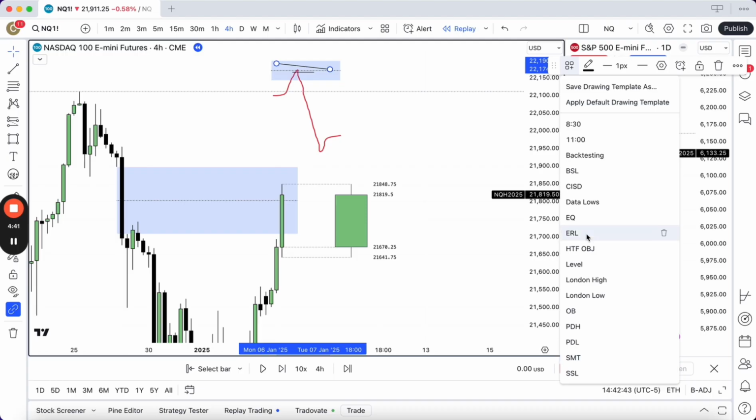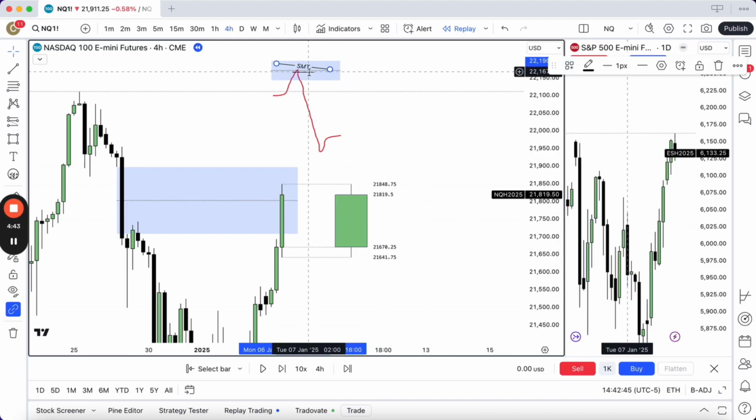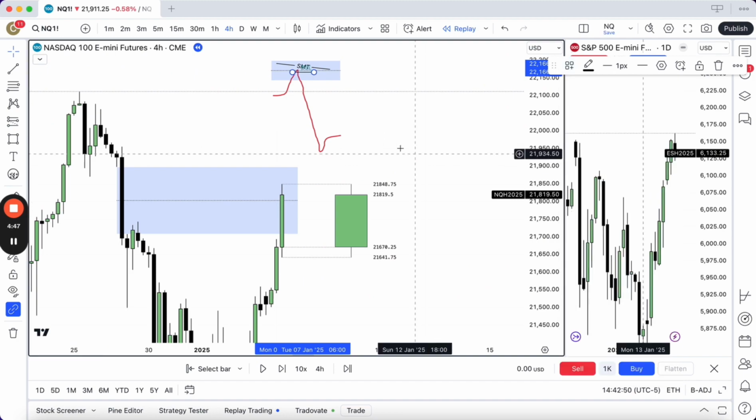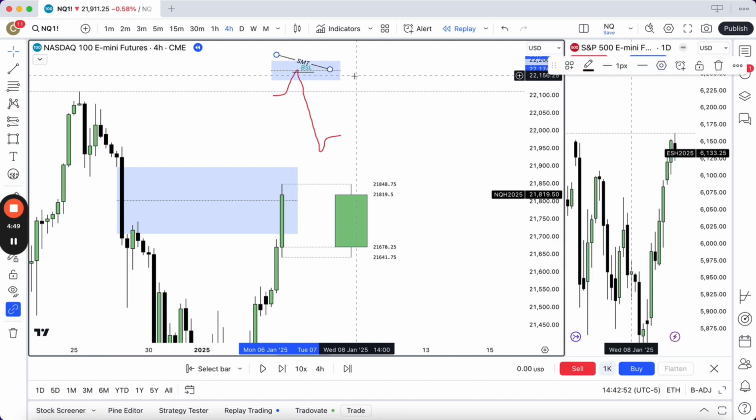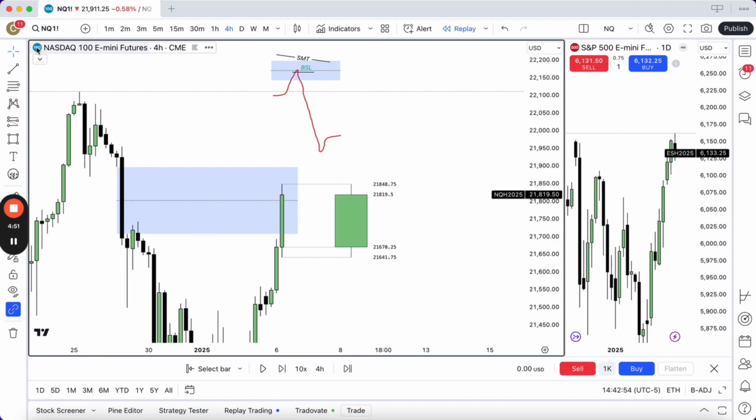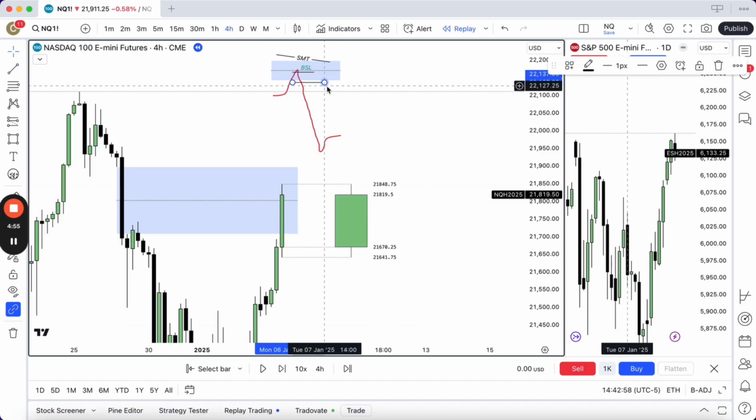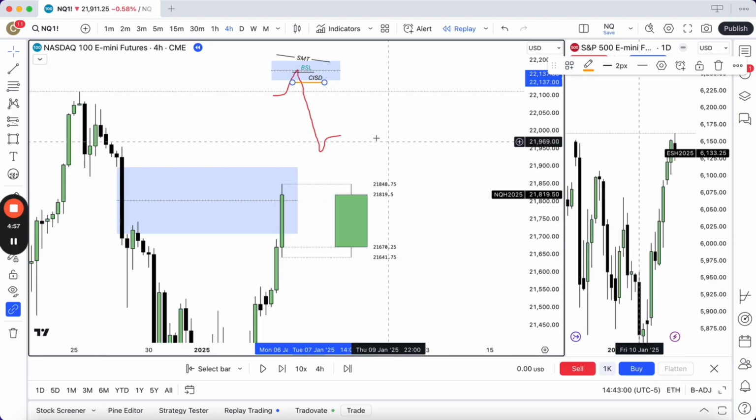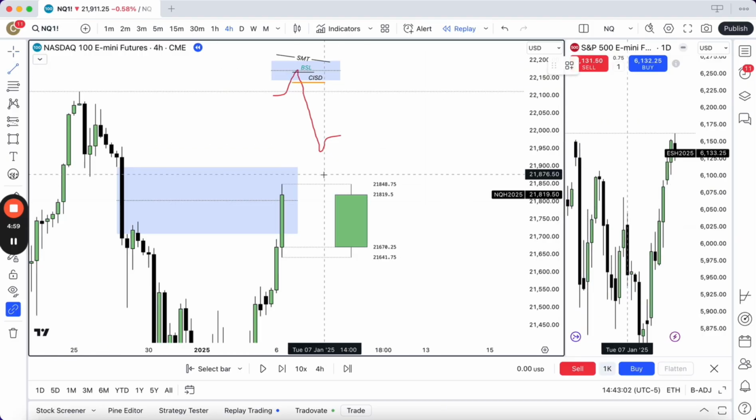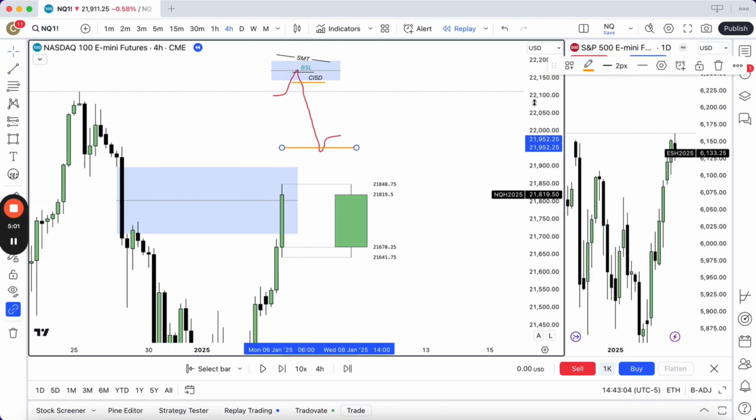And then what we also want to see, wait, let me just write this out for you. What we also want to see is a change in state of delivery out of that PD array, which would be our entry, and then we would target resting liquidity down here.